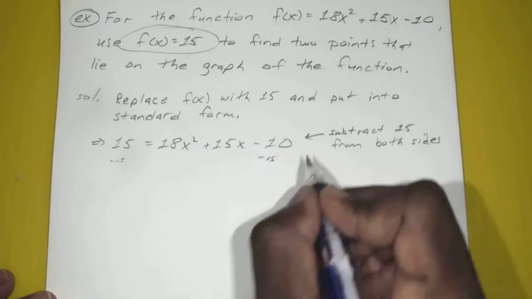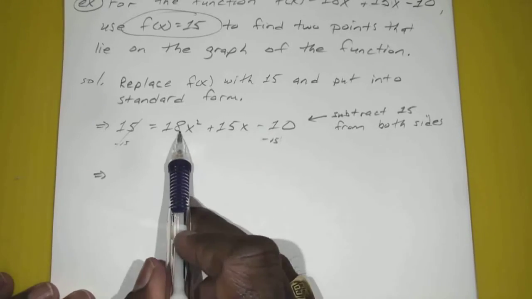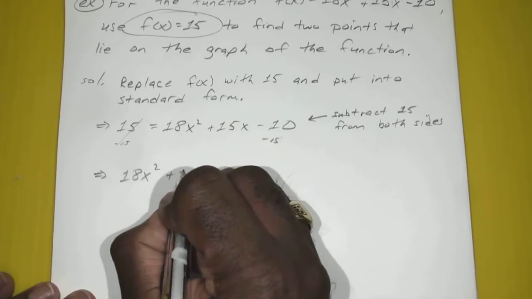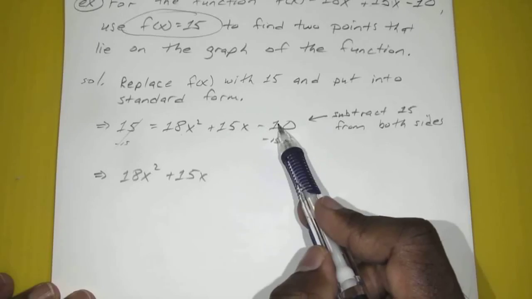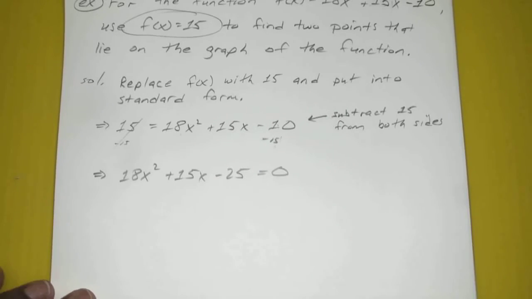So minus 15, that just becomes 0. So we end up with 18x squared plus 15x. I'm just going to switch it around. Minus 10 minus 15 is minus 25 equals 0. Now, normally when you get numbers like that, you can sort of factor out something and make it a little bit smaller. But these, you can't make it any smaller. So every once in a while, you'll run into numbers that you can't make any smaller.